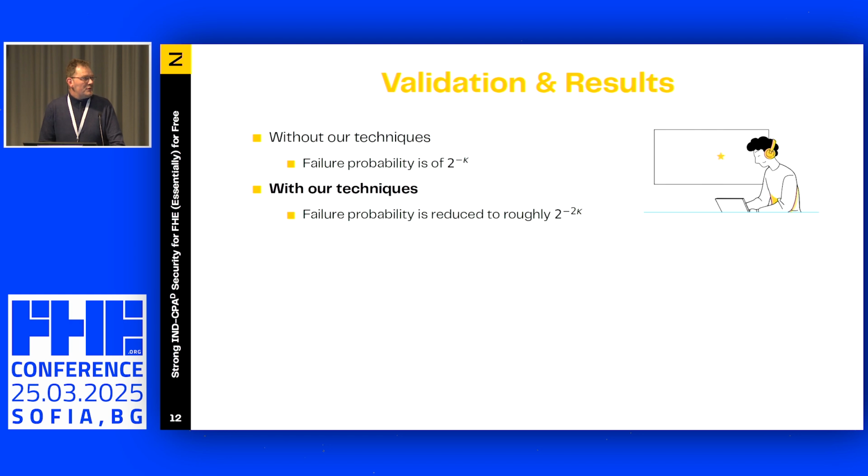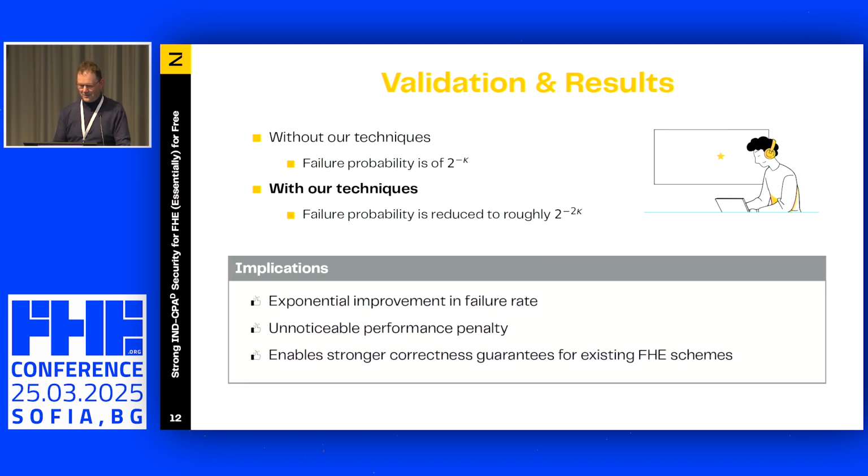If you have a failure probability of 2 to the minus kappa and apply the new modulus switching, then you get a failure probability of about 2 to the minus 2 times kappa. So that's pretty good. It gives you an exponential improvement in the failure rate. As I said, there is almost no performance penalty, and you have much better security guarantees. So you have security in the IND-CPAD model, for example for the 2 last sets, and even security in the strong IND-CPAD model.